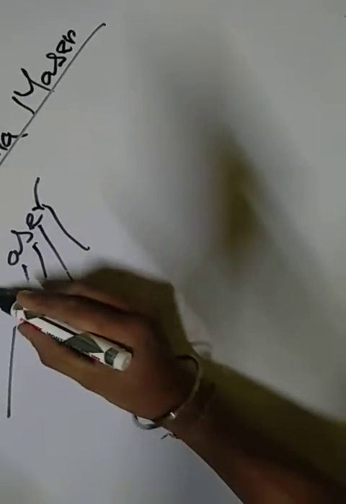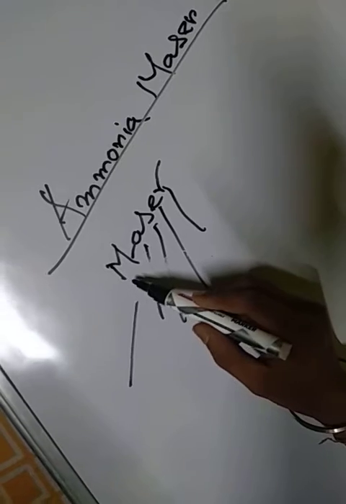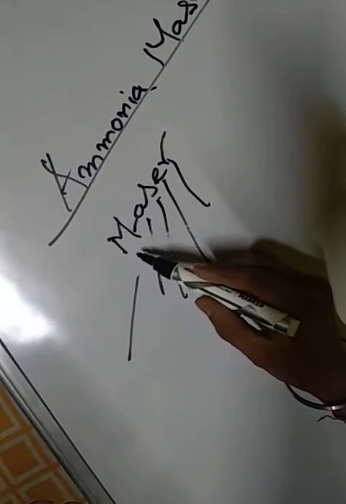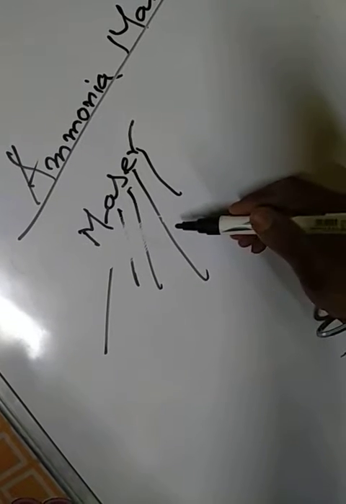And here in maser, the same thing. We have, instead of light, microwave. Microwaves are also electromagnetic waves traveling with the same speed, the speed of light.